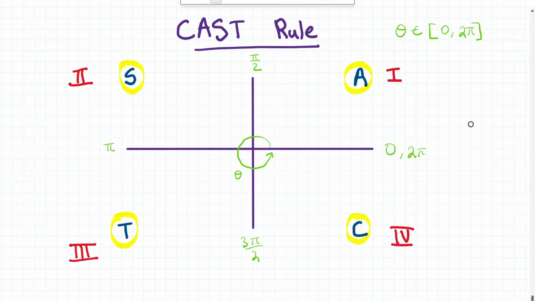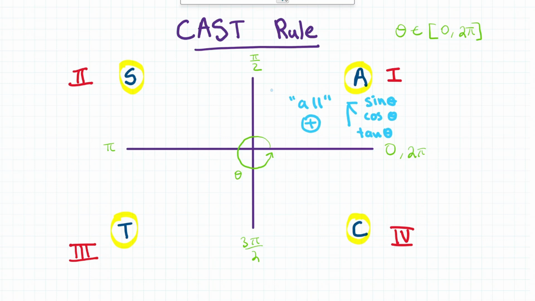In quadrant 1, we have A. And what does A represent? Well, A stands for all. That means all ratios: we've got our sine theta, cos theta, and tan theta. All of them are going to be positive in this quadrant.